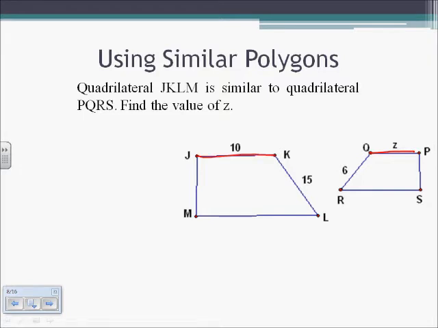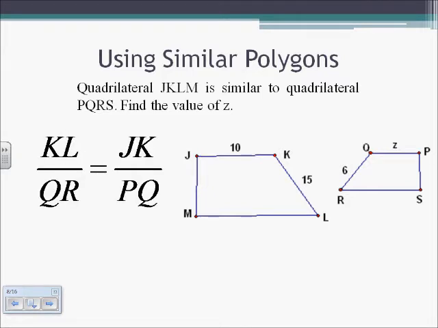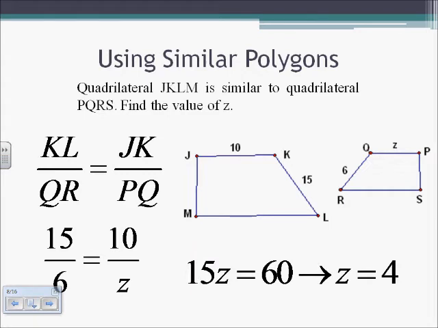So I can write a little proportion based off of the fact that I have similar polygons. My proportion I can write is that KL over QR is equal to JK over PQ. Putting my numeric values in there, 15 over 6 is equal to 10 over Z. And from section 7.1, I know I can cross multiply and solve. 15Z is equal to 60, which implies then if I divide 15 on both sides that Z is equal to 4, which is what I was trying to solve for. So using the fact that I have similar polygons, I can solve for side lengths on them.